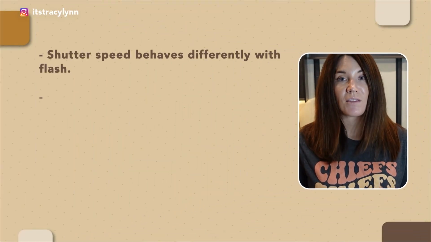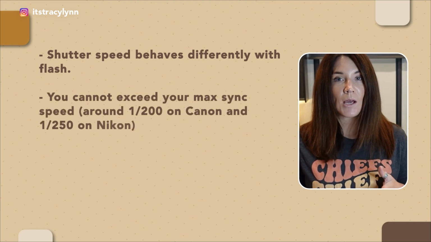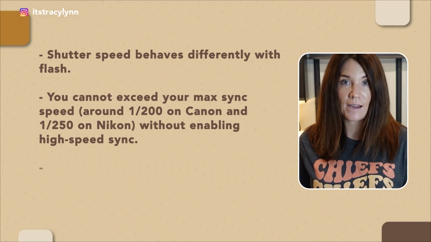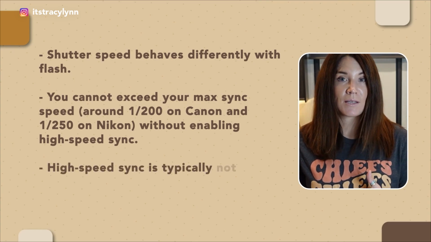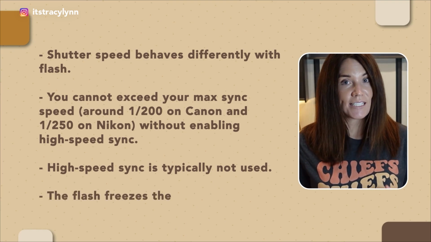I want to mention before talking about adding flash, shutter speed behaves so much differently with flash. You cannot go past your max sync speed, which is around 1/200th on Canon and 1/250th on Nikon. If you do, you have to enable something called high-speed sync, which we typically don't use. The flash freezes the motion, so I'm just using whatever shutter speed that I need to in order to slightly underexpose the image. That way we let enough natural light into the camera.